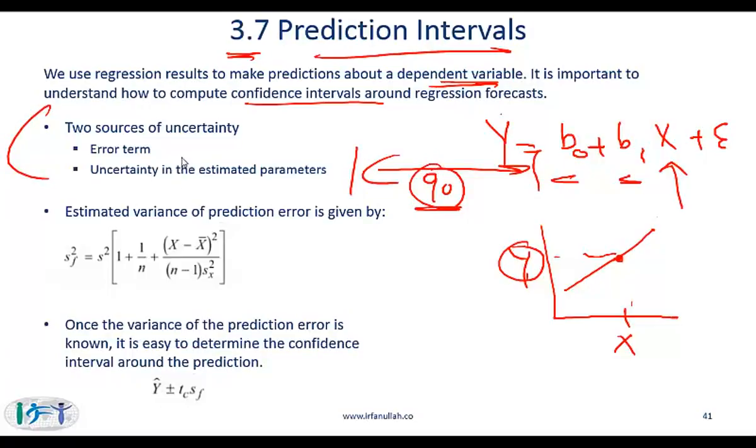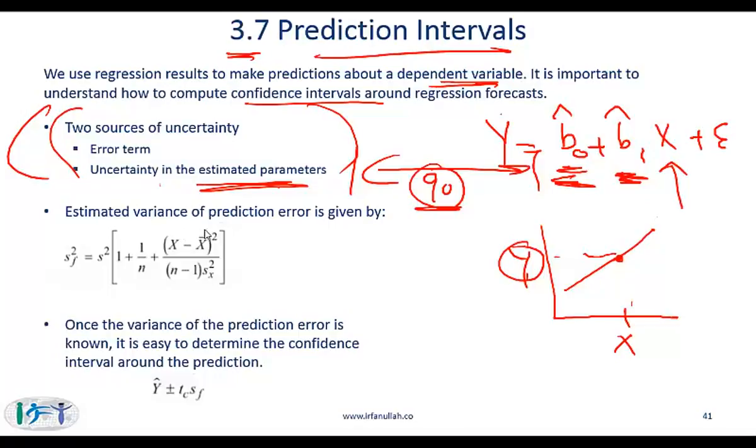What are the sources of uncertainty? One is there is an error term. Will there be an error term every time? Yeah, there will be some error term. You don't know what that error term is. The expected value is 0, but the actual value will be plus or minus, it will be something. So does that introduce uncertainty? Yes. There is also uncertainty in the estimated parameters. The b0 and the b1 that you estimate, are you sure they are 100% accurate? No. So there is uncertainty there. So between the uncertainty associated with the coefficients and the uncertainty associated with the error term, there is overall uncertainty. Okay, so from an exam perspective, know that these are the two sources of uncertainty.